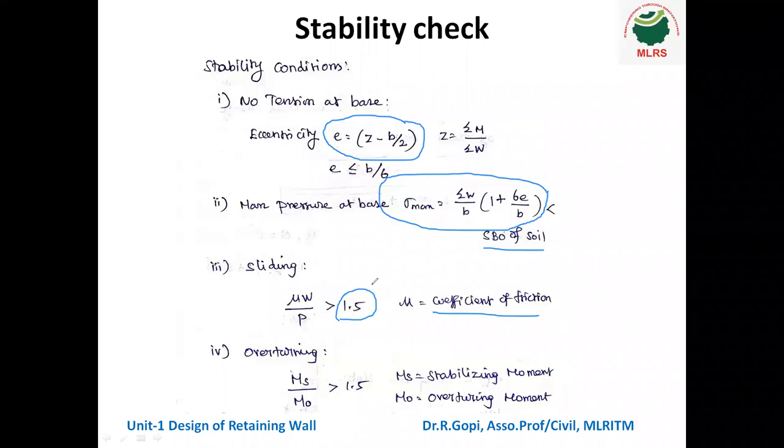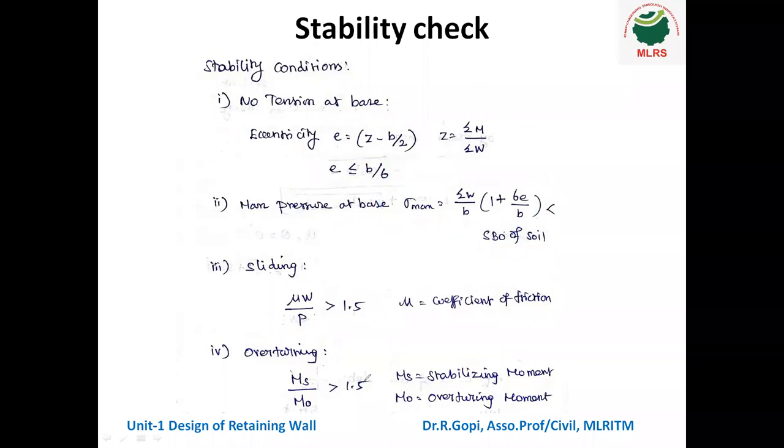Suppose the value is less than 1.5, what we have to do is design for a shear key. That is the additional step. Suppose the sliding check is satisfied, that means mu W divided by P is greater than 1.5, then shear key is not required. Okay, students, suppose it fails, then we have to design one more element, that is called the shear key.